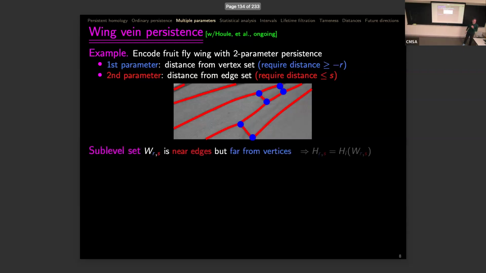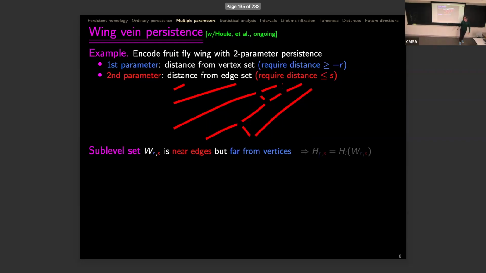So then what you do is, for each choice of radius and semi-thickness, you take the subset that is near the edges but far from the vertices. So geometrically, all you do is you take the red stuff and then you remove the blue stuff. So you take the stuff that is red but not blue. So that's the topological space that you get for a fixed r and s.